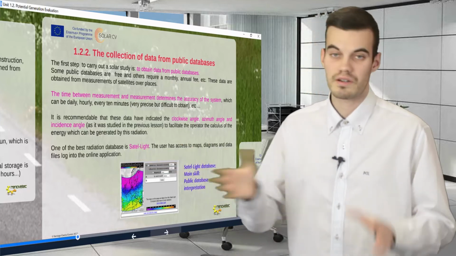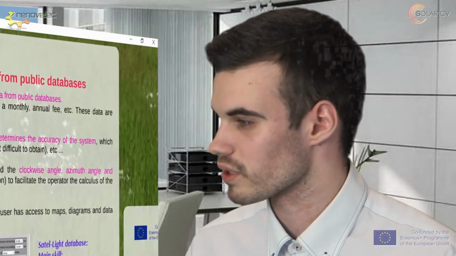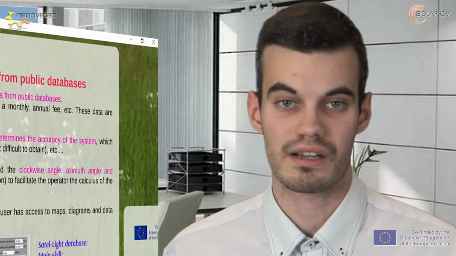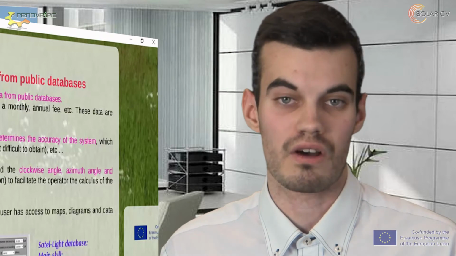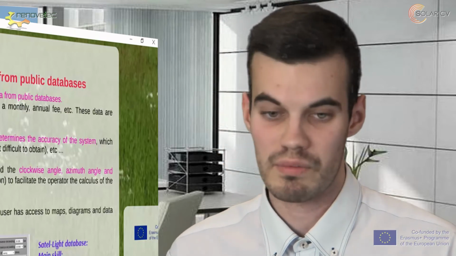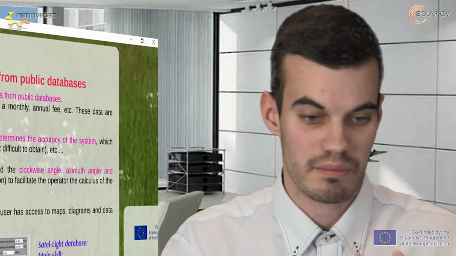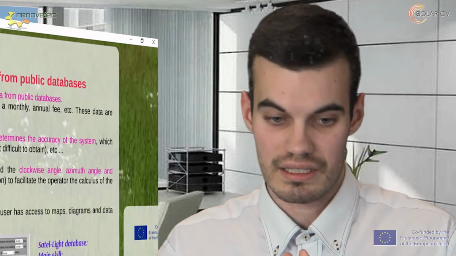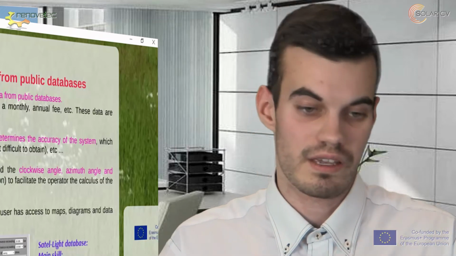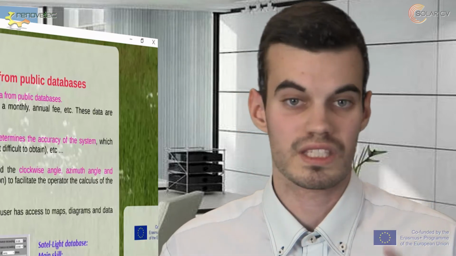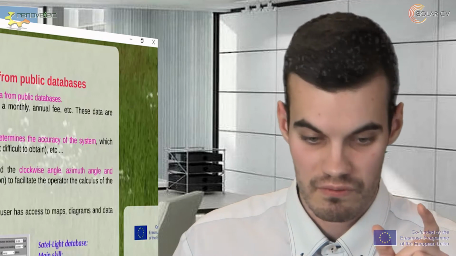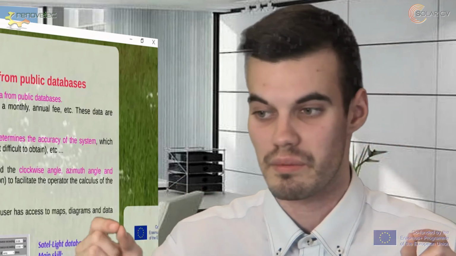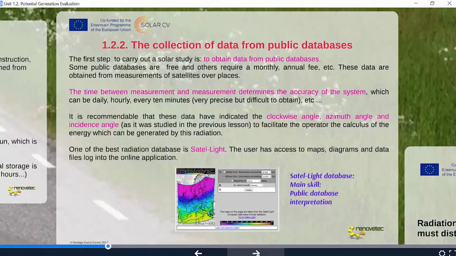The time between measurements is very important because it determines the accuracy of the system, which can be daily, hourly, or monthly. It's pretty obvious that if the period between each measurement is 1 hour, it is going to be more accurate than if between one measurement and another there is a period of a month, for example.